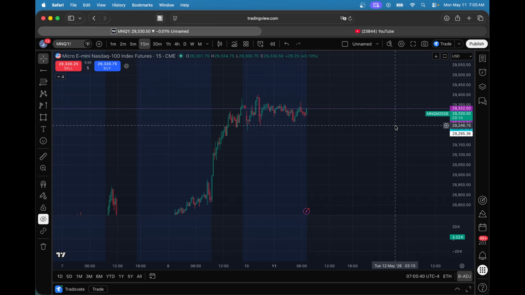If I do range play, I definitely don't range play early in the morning. I'll range play usually in the afternoon when volume starts to die down. I am looking for lower volume, so overnight sessions a good time, or that it's sort of 12 o'clock to 1:30 time frame I might range play.